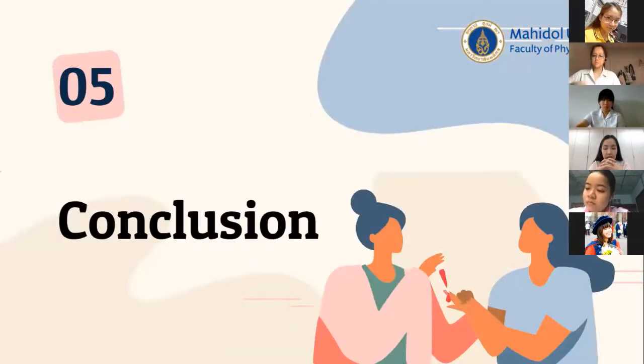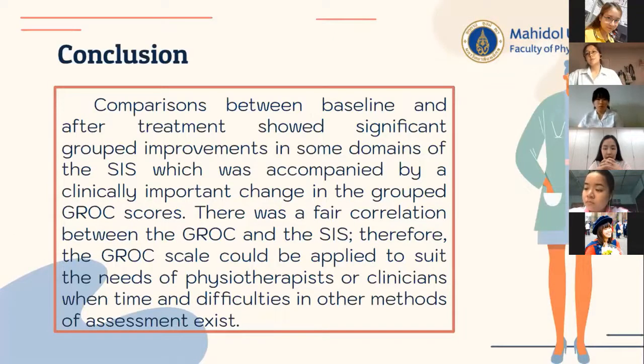In conclusion, comparison between baseline and after treatment shows significant improvement in some domains of the SIS, which was accompanied by a clinically important change in the grouped GROC score. There was a fair correlation between the GROC and the SIS. Therefore, the GROC scale could be applied to suit the needs of physiotherapists or clinicians when time and difficulty in other methods of assessment exist.